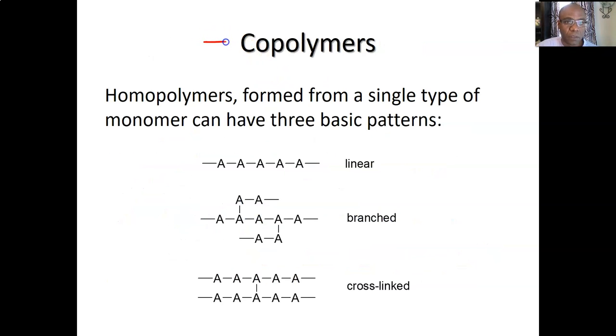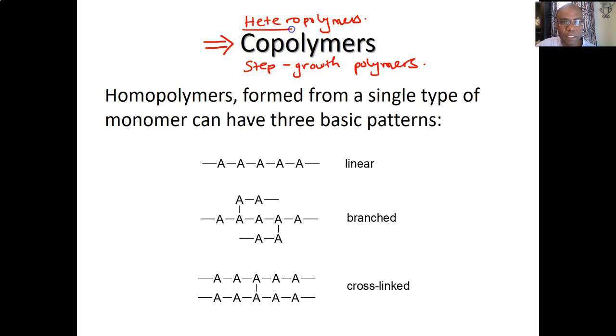So, copolymers. What are copolymers? These are otherwise called step growth polymers. Or they are otherwise called heteropolymers. And you can see hetero will mean different type. Copolymer means like colleagues working together. Step growth means you can be adding a monomer from the right side and from the left side at the same time.